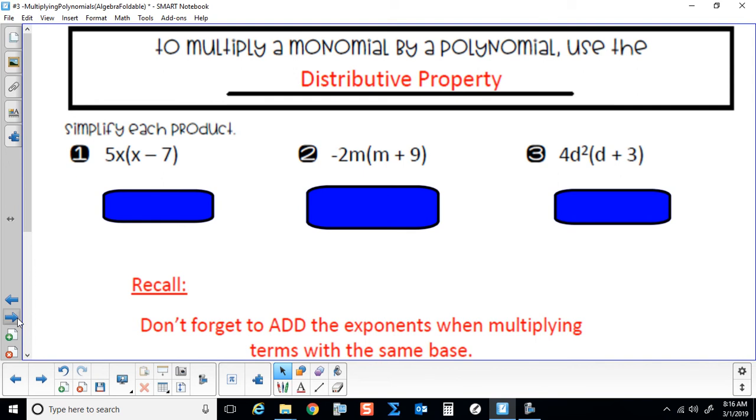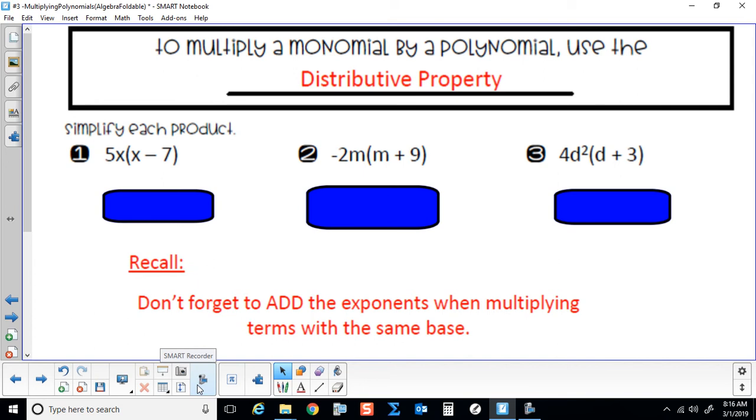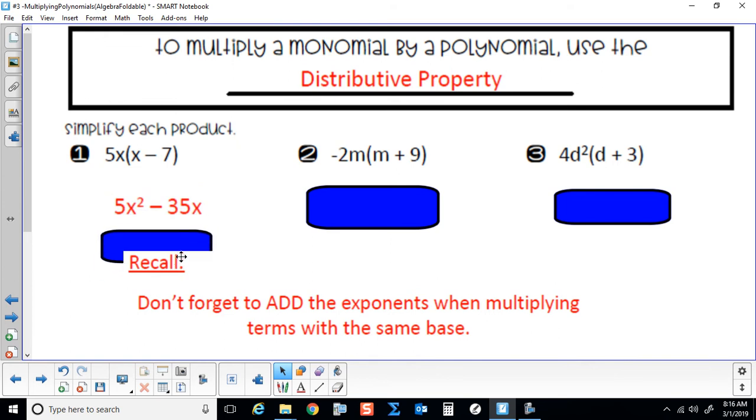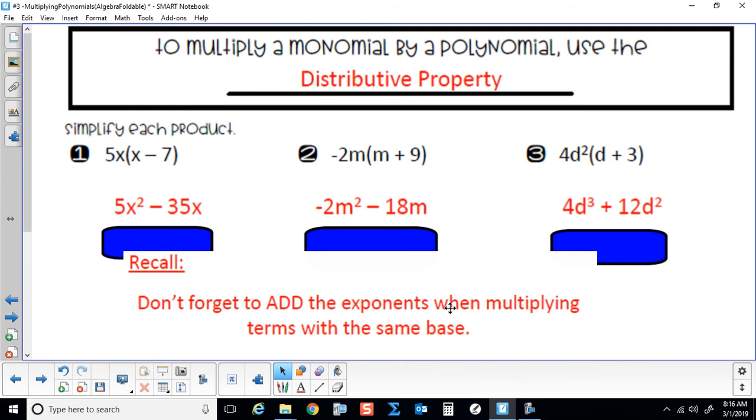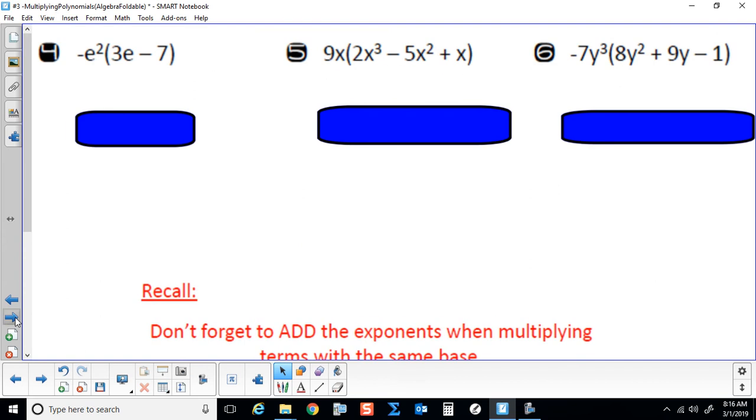So to multiply a monomial by a polynomial, we use the distributive property. And when we're working with exponents, don't forget to add the exponents when multiplying terms with the same base. So go ahead and do numbers 1, 2, and 3. Try 4, 5, and 6.